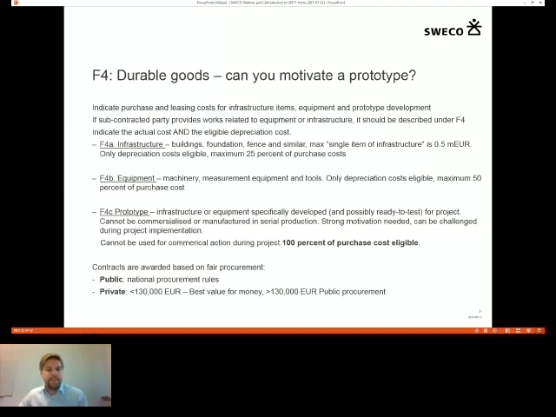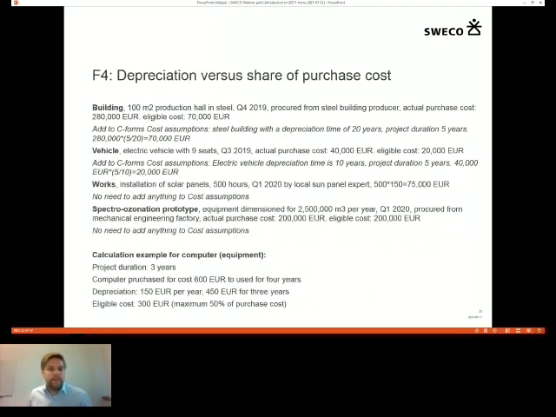Again, also here, contracts are awarded based on fair procurement, the same rules as in category 4.3. We will look into some examples to get a better understanding of depreciation costs versus the share of purchase costs. Just so you understand this, because it's important when you calculate how much co-financing you can get.